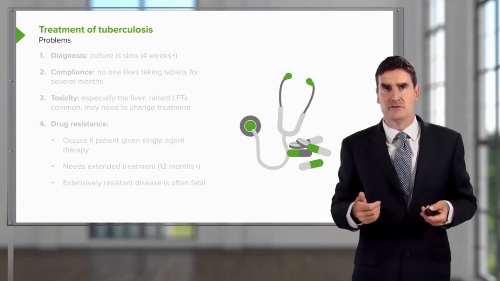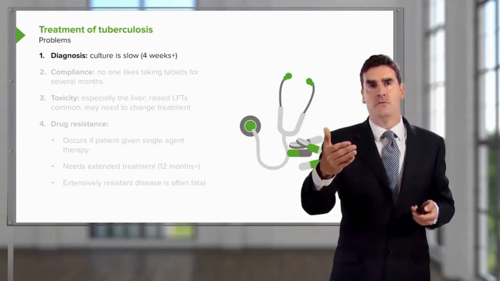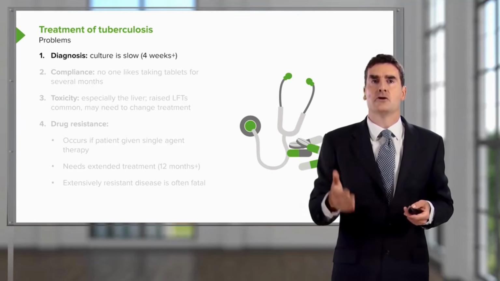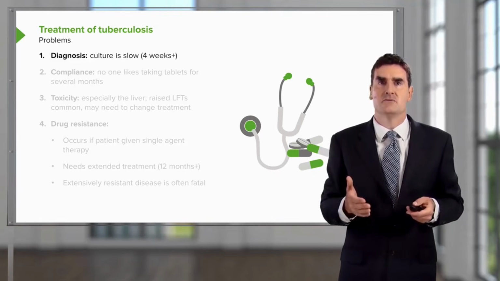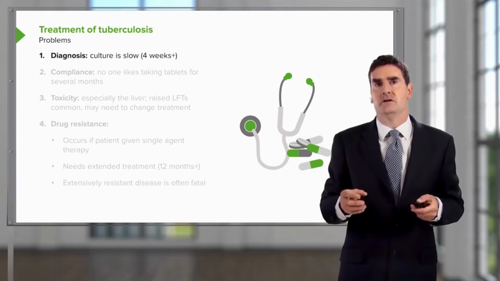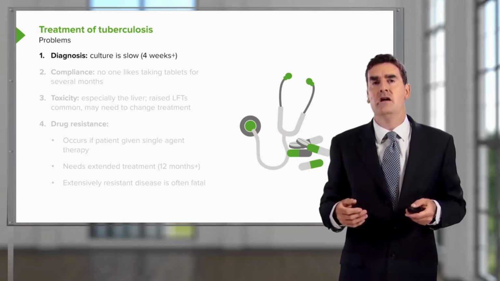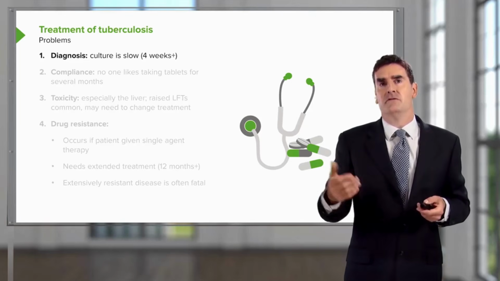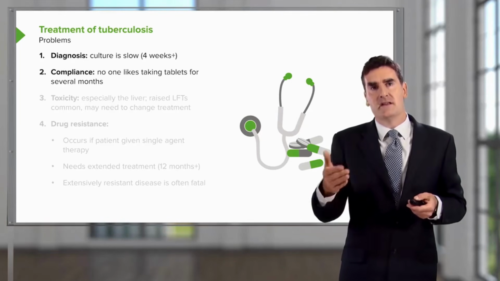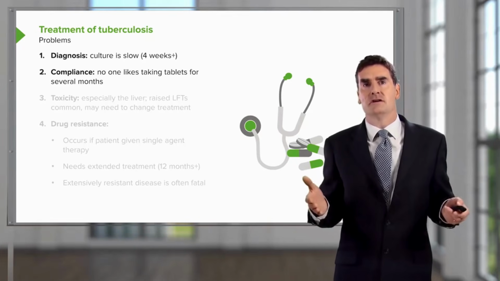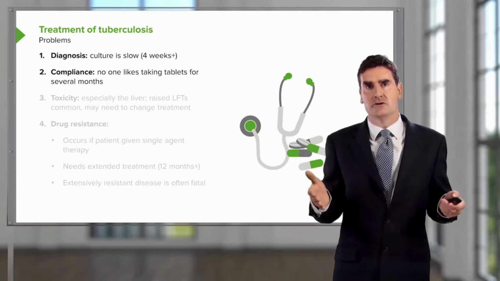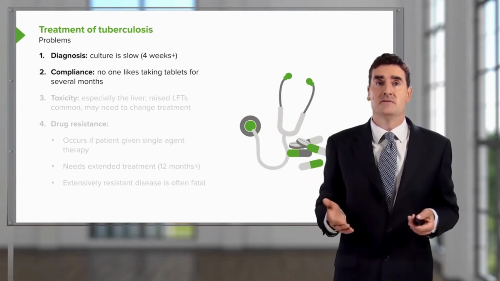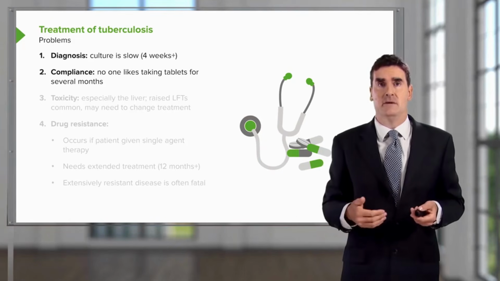There are major problems with treating tuberculosis. The first we've already mentioned is that diagnosis can be slow if it's relying on culture, where in fact it takes 6 weeks before you know somebody doesn't have tuberculosis in a sample that's been sent for culture, and the positive growth usually occurs within 3 or 4 weeks. The second is compliance. You're asking somebody to take quite a lot of drugs for 6 months, and they don't like doing that. And in fact, when patients feel better, they often think they don't need to take the medication.